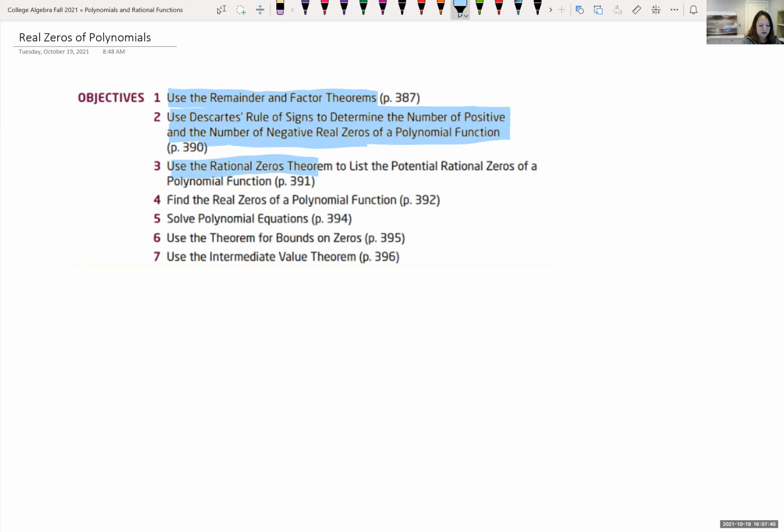Use the Rational Zero Theorem and list the potential rational zeros of a polynomial function. Find the real zeros of a polynomial function. Solve a polynomial equation. Use the theorem for bounds on zeros. And use the intermediate value theorem. So like I said, there's a lot in this section and a lot that you probably haven't seen before in your algebra class. So the first thing we want to look at is long division of polynomials.